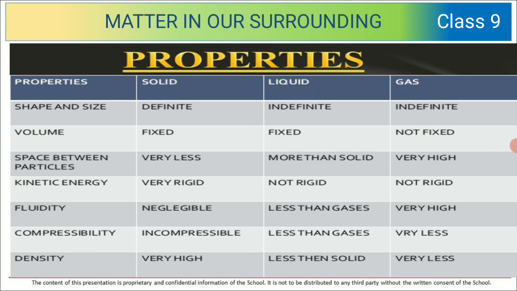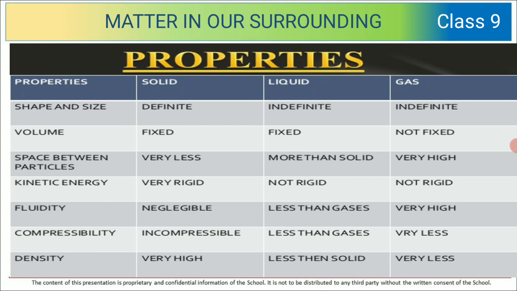Space between the particles: in solids it is very less, in liquids it is more than solids, and in gas it is high. Kinetic energy: in solid it is very rigid because solids don't move on their own, right? In liquids it is not rigid, and in gas it is not rigid. What about fluidity? Fluidity is negligible in case of solids. It is less than gases in liquids, and in gas it is very high.